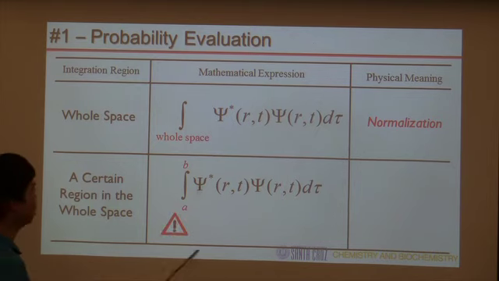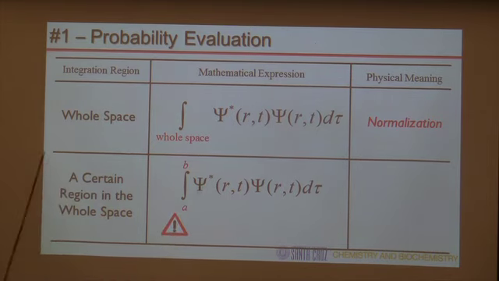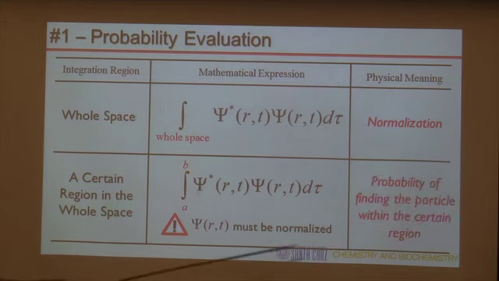That's something you need to be very careful about. If we calculate the probability, make sure your wave function is normalized. If you use a non-normalized wave function to do the calculation, you'll get a wrong number, or sometimes it can be larger than 1. Please use a normalized wave function. So for some questions, when you calculate probability, always remind yourself, is this wave function normalized? Sometimes that will be the trick. So that's the probability of finding the particle within that certain region.